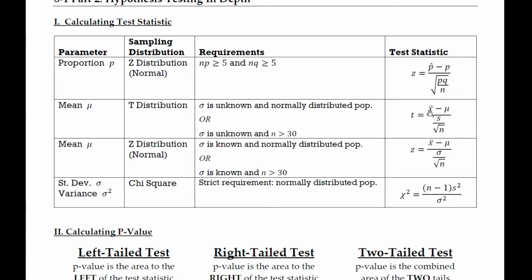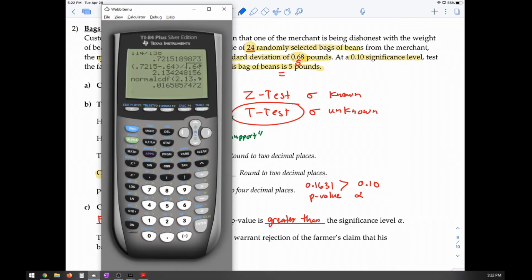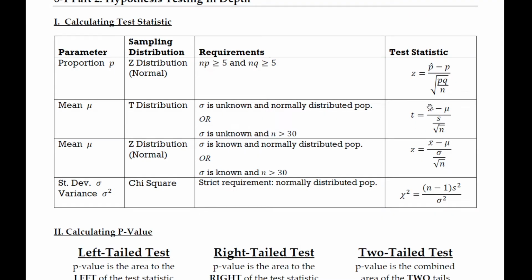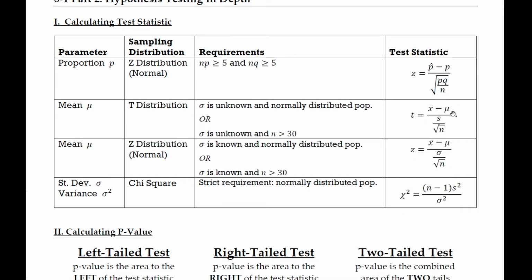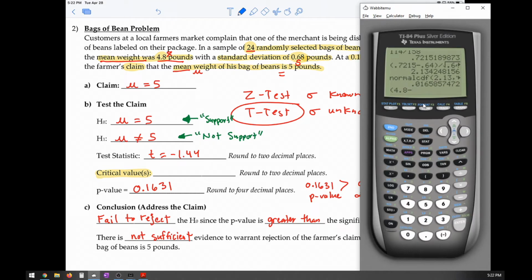So x bar is the sample mean, which is 4.8. I'm not going to write it out, I'm just going to type it in. We're going to open up a parentheses and then put x bar. So x bar was 4.8 minus the population mean. The population mean is always the value in the claim, right? Mu equals 5. So that's going to be 5. Subtract 5 and then close parentheses.